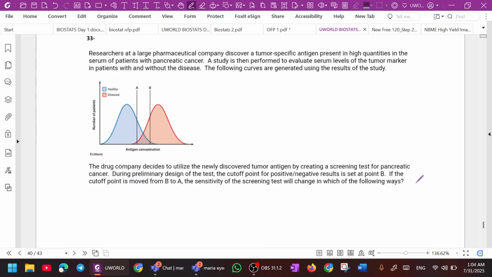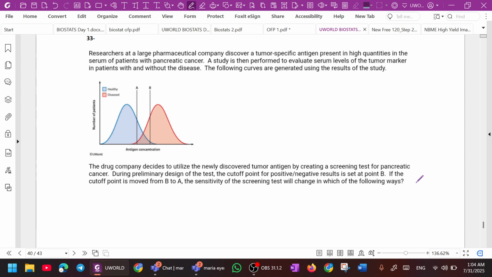So, I will look at B2A, the answer. The sensitivity of the screening will change. We're reading 33 now, or where are you? I am reading the 33. I am looking for the answers. Okay, I am reading the question first.